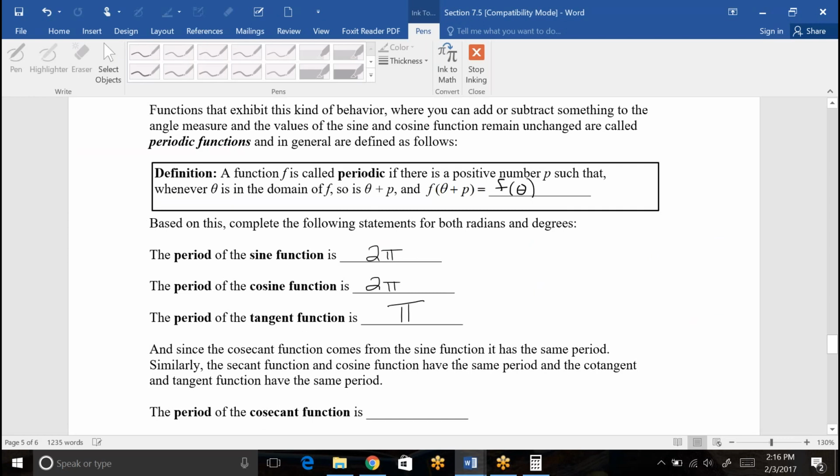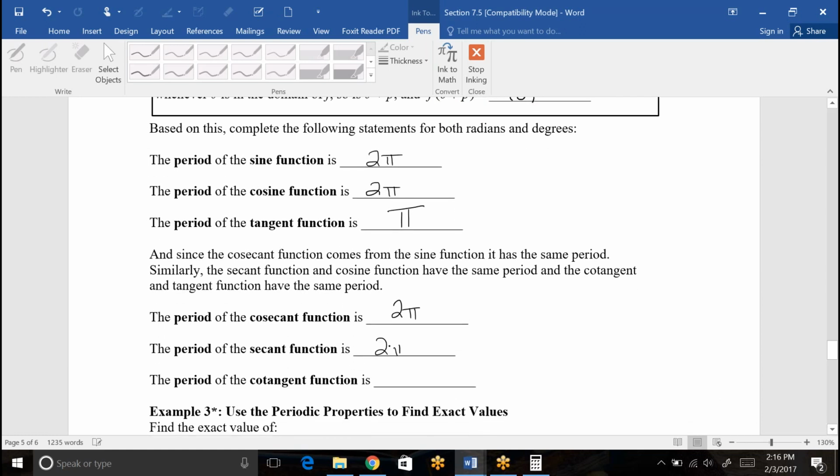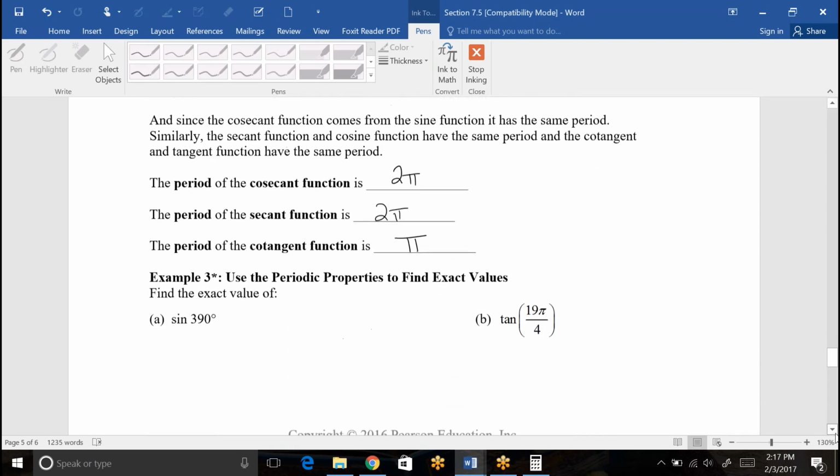And since the cosecant function comes from the sine function, it has the same period. Similarly, the secant function and cosine function have the same period, and the cotangent and tangent functions have the same period. So cosecant is related to sine, so it's going to have the 2 pi. Secant is related to cosine, so it will also have 2 pi, and cotangent is related to tangent, so it will repeat its values of y for every pi.